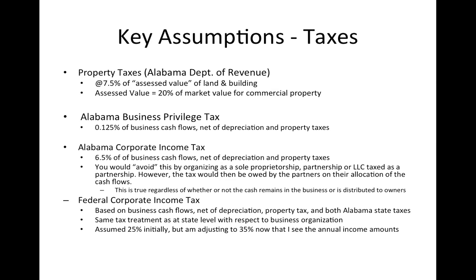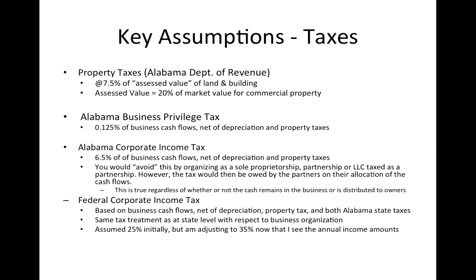Whereas with the corporate income tax, the corporation, of course, pays the 6.5% every year. And then they can decide when they're going to distribute money to you. And you only have to pay any additional taxes when they distribute the money to you. And so there is a little bit different treatment there.